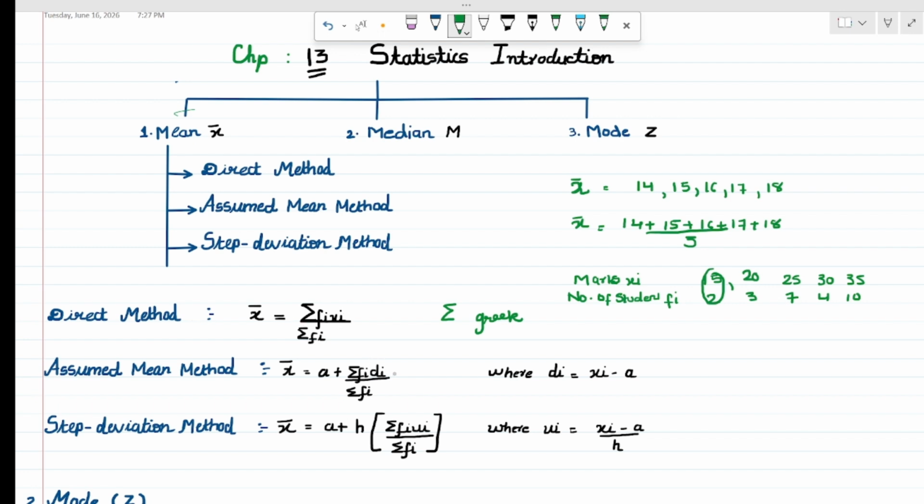But if the numbers are large, that means they are in the 200s or 300s, we will go for the assumed mean method and step deviation method. The formula for the assumed mean method is x bar is equal to a plus sigma fi di upon sigma fi. Now this a is called the assumed mean.